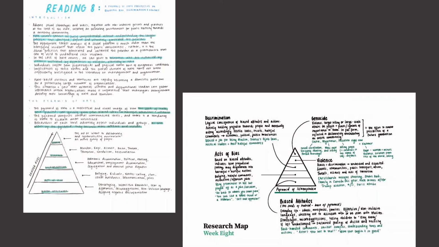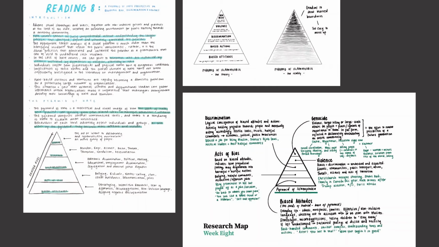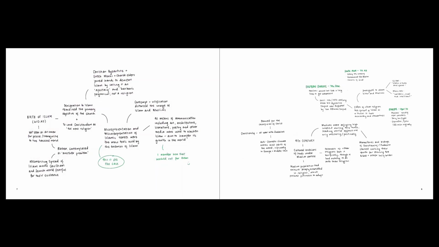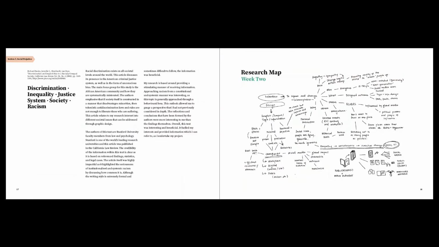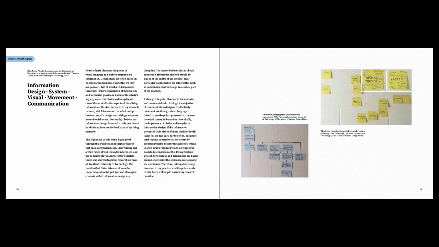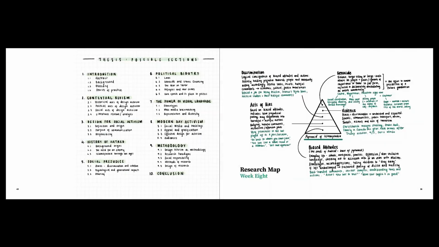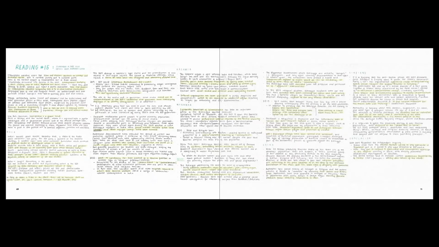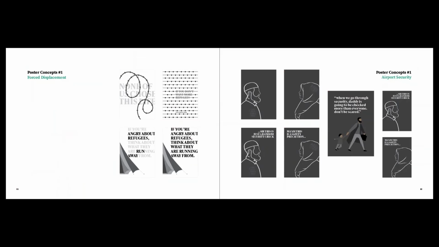The pyramid I just showed was a result of readings, iterations, conversations with my supervisors, and heaps of research maps. One thing about my research process is that it includes a lot of analog work that is documented as I go. Maybe it's just the communication design student in me, but I find process books an absolute saving grace when it comes to methodical thinking and actually justifying decisions that I make. As you can see, it's the heart and soul of my practice.